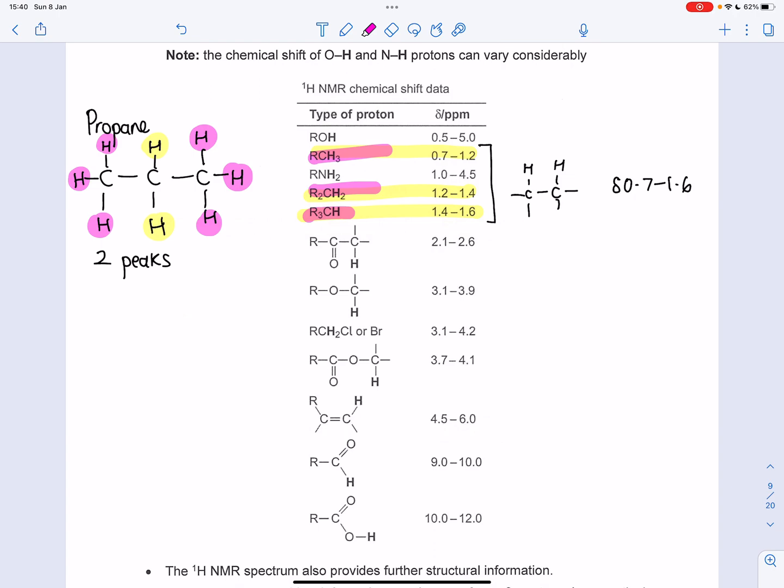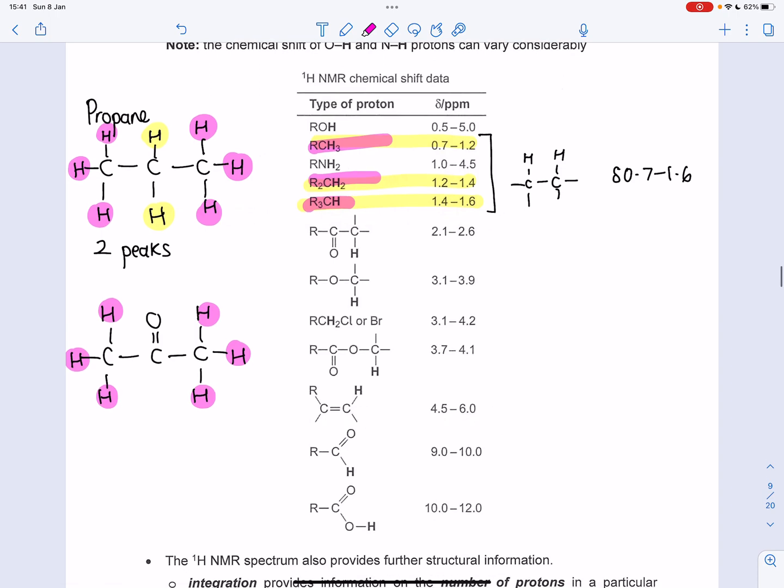So we're just looking around that region, 2 peaks. If we draw a different structure, so if we change our propane to propanone, what we see in propanone is, again, it's symmetrical, but there are no hydrogens on that central carbon now, so there's actually only 1 type of hydrogen, and it's now not just a plain chain because these hydrogens live next door to a C double bond O.